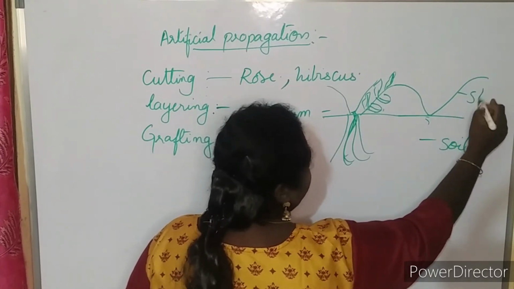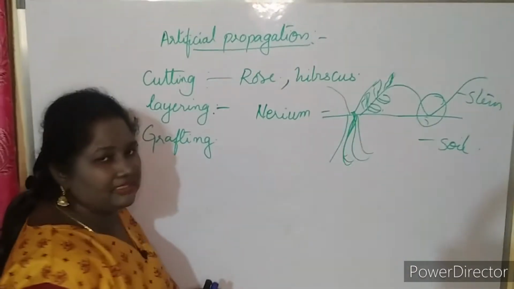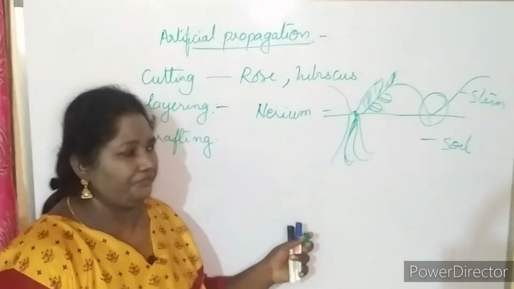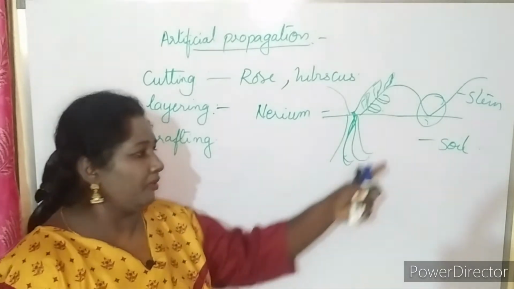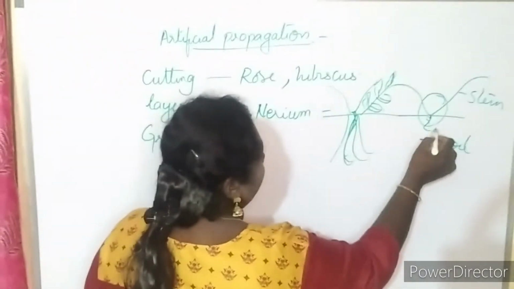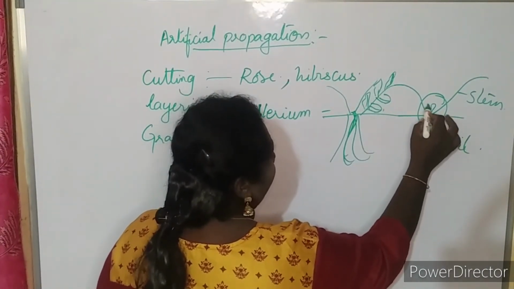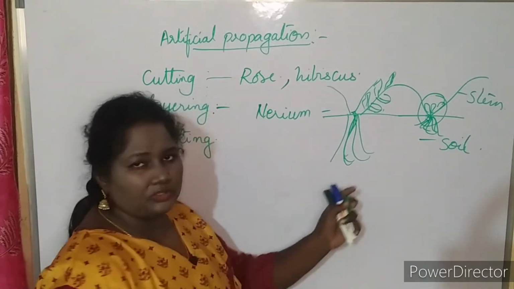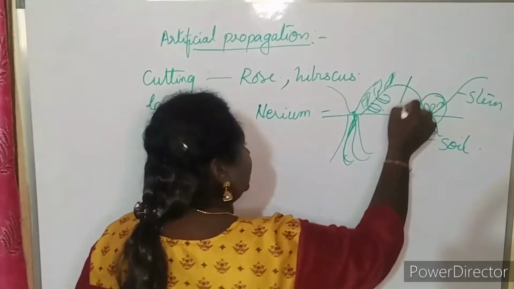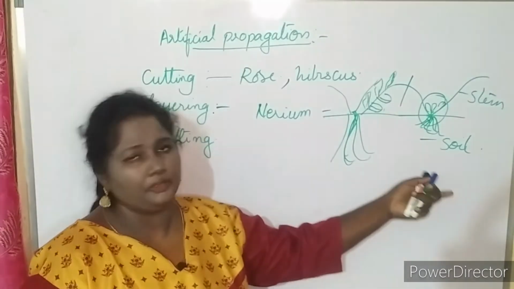So this is the stem. Here he keeps a weight such that the stem doesn't move. After a few days he will be watering that area. After a few days what we can observe is small root structures, root hairs, arising from here, and even leaflets also arise, and it grows into a plant. Afterwards he cuts the connection with the parent plant. So it grows into a new plant.